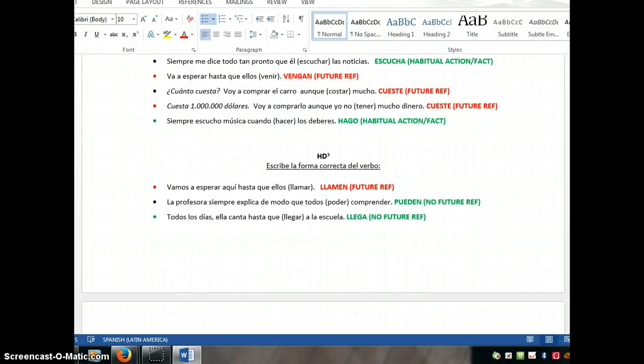And same thing with this final group. You can see again, in the first example, we have a future reference, vamos a esperar, so we use the subjunctive. Whereas in the next two examples, we have siempre, which shows habit, as well as todos los días. And in those sentences, we use the indicative.